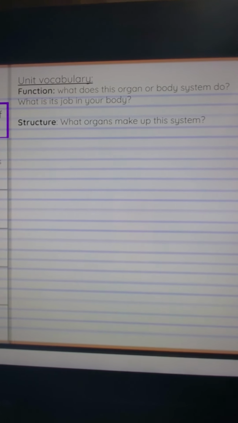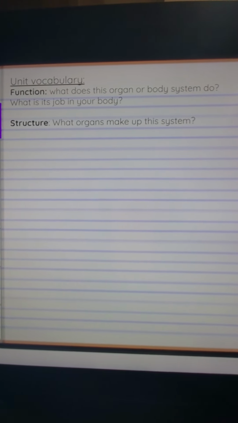But first, let's cover some vocabulary that you have to know that will be important for this unit. The first one is the word function. And function, it says, what does this organ or body system do? What is its job in your body? That's the function. What does something do? The structure, how we're going to mean it in this unit, is what organs make up that system.